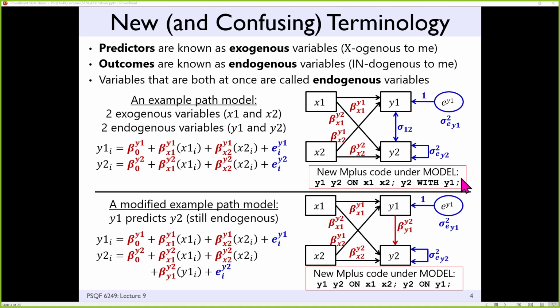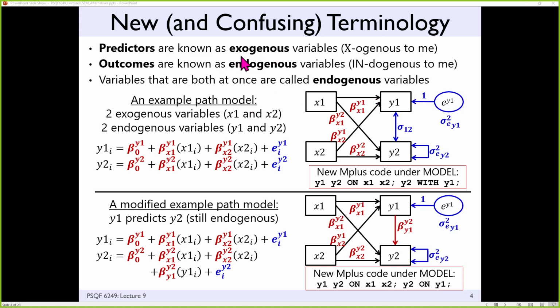And then do you see the difference in the code between these two models here? I switched the "with" to an "on". So "with" is a two-headed arrow, meaning they just covary, and "on" is a single-headed arrow that's pointing to the term on the left. So think of "on" as an equal sign. So this should be straightforward, but it's not.